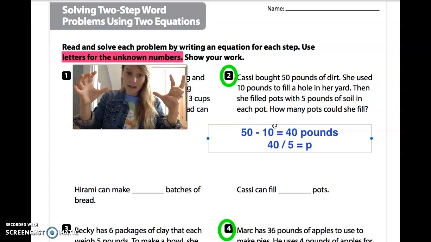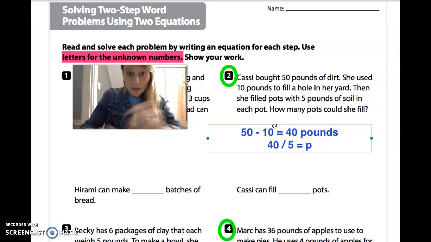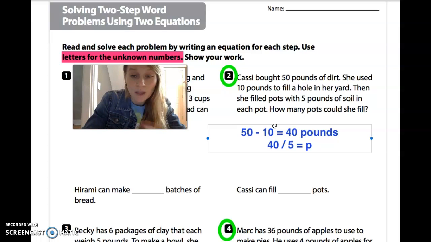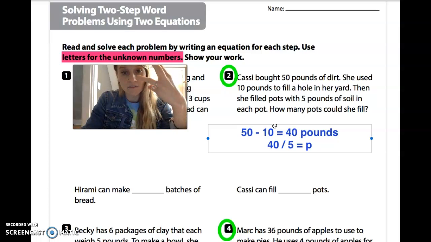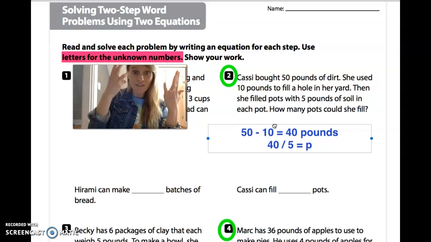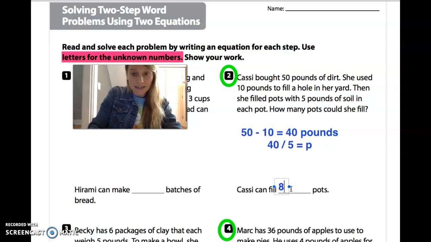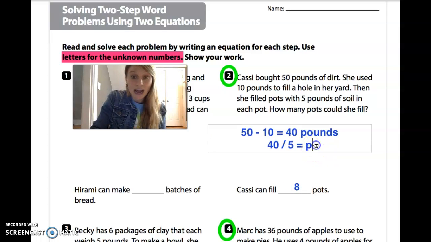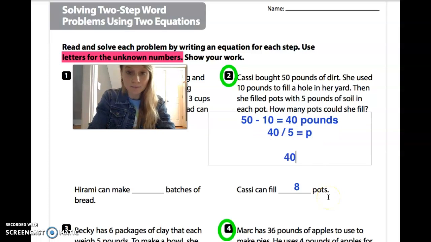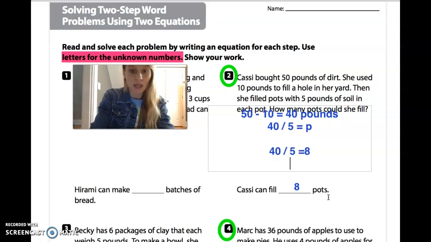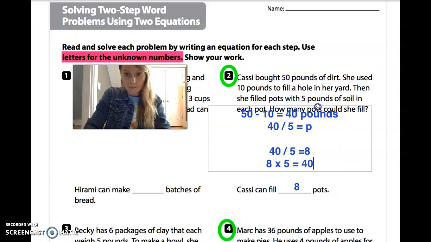I know I have 40 pounds and I got to put 5 in each. How many pots would I need for that? So now I can use division. 40 divided by 5. 5, 10, 15, 20, 25, 30, 35, 40. 40 divided by 5 equals 8. Cassie fills 8 pots because I know that 40 divided by 5 equals 8. And I can write that here, or I can even do it with multiplication, which I love multiplication. 8 times 5 equals 40.